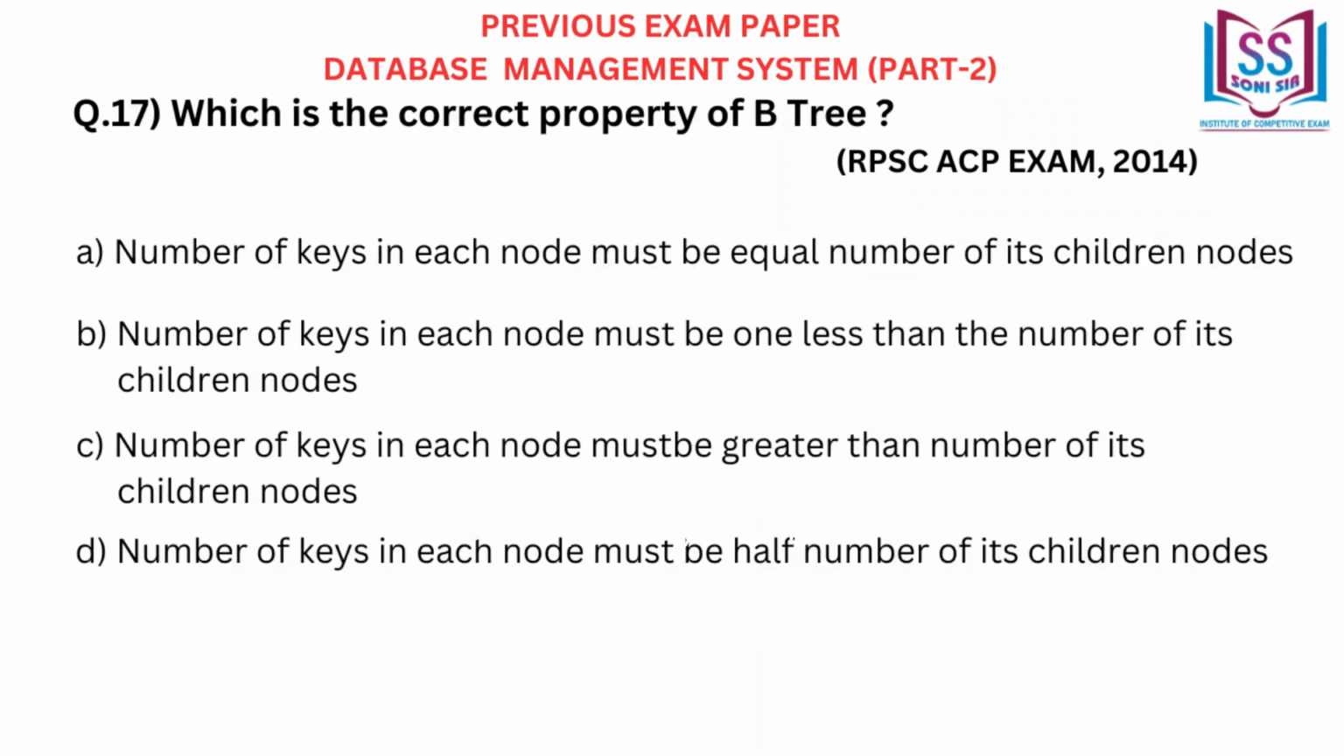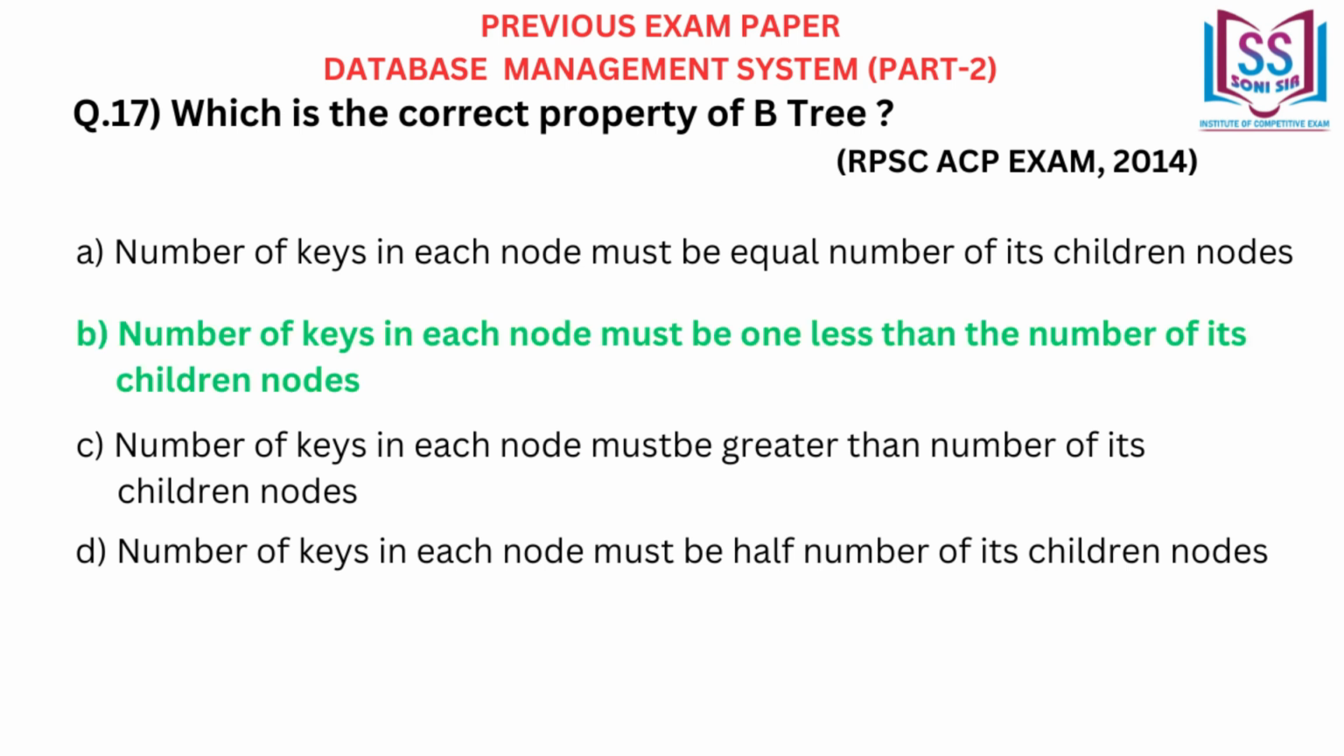Which is the correct property of B tree? A. Number of keys in each node must be equal to the number of its children nodes. B. Number of keys in each node must be 1 less than the number of its children nodes. C. Number of keys in each node must be greater than the number of its children nodes. D. Number of keys in each node must be half the number of its children nodes. Correct answer B. Number of keys in each node must be 1 less than the number of its children nodes.